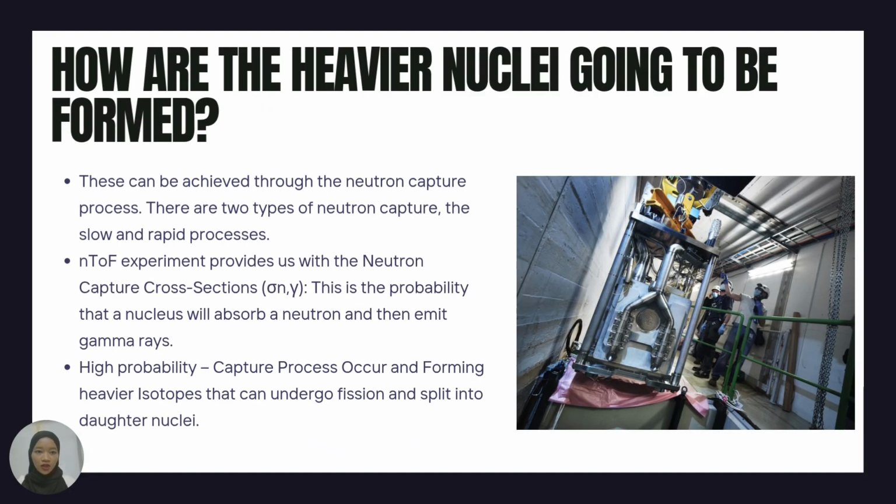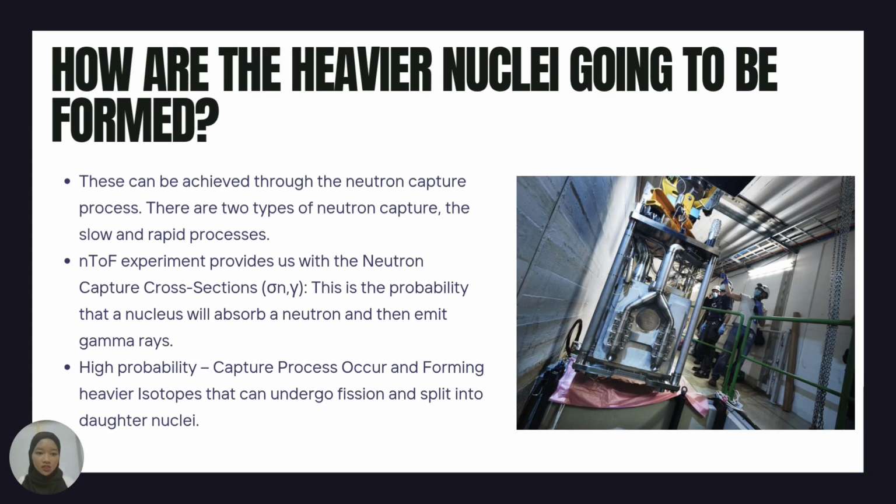So, how do the heavier nuclei form? This can be achieved through the neutron capture process. There are two types of neutron capture: the slow and the rapid process. The n-ToF experiment provides us with the neutron capture cross section. This is the probability that a nucleus will absorb a neutron, then emit gamma rays.